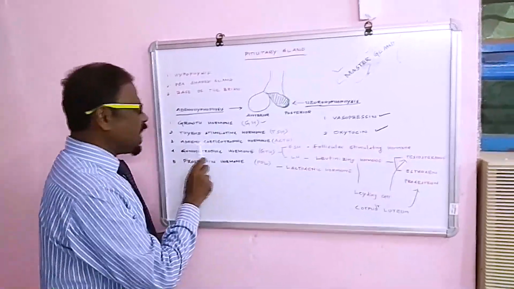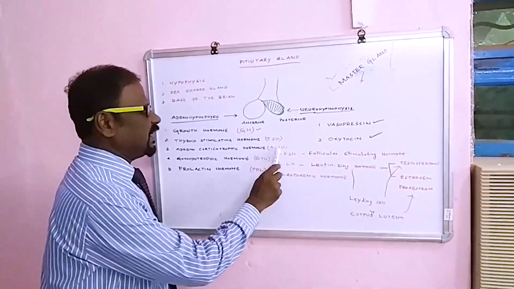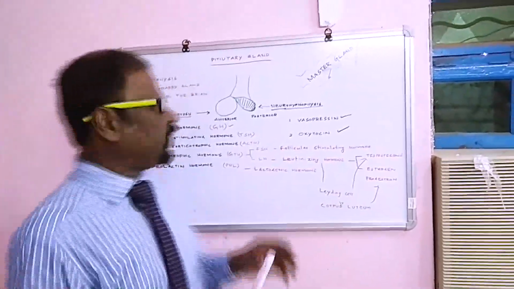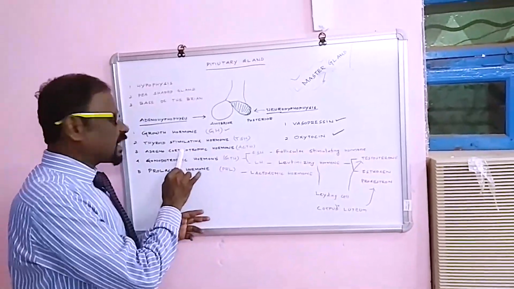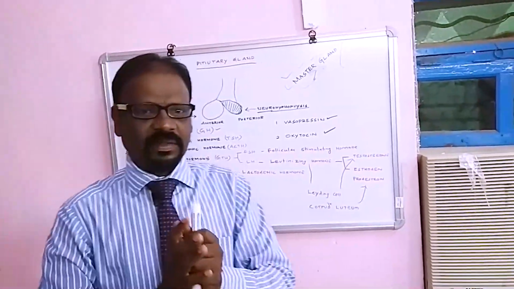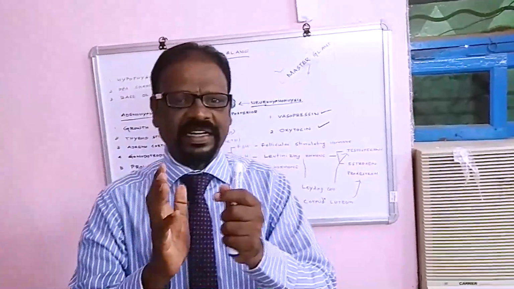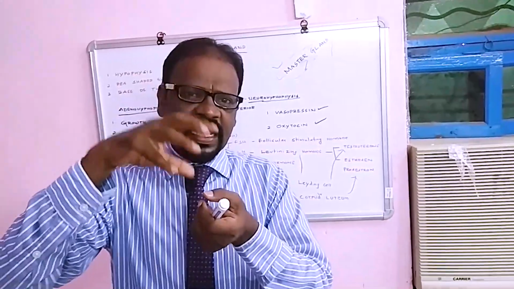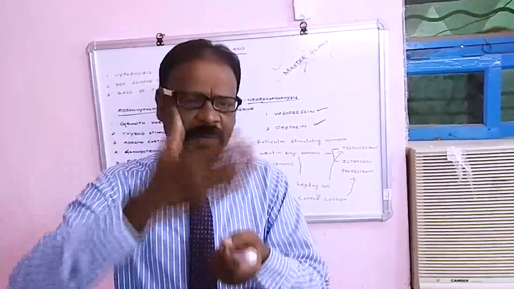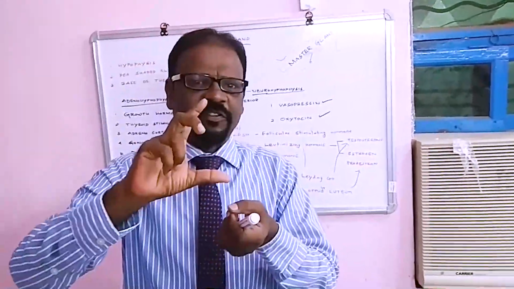And another one is the adrenocorticotrophic hormone, ACTH. Adrenocorticotrophic hormone is produced from the adenohypophysis region, which controls the adrenal gland. The adrenal gland is located above the kidney, we can find. And when you see the morphology of the adrenal gland, we can find two parts.